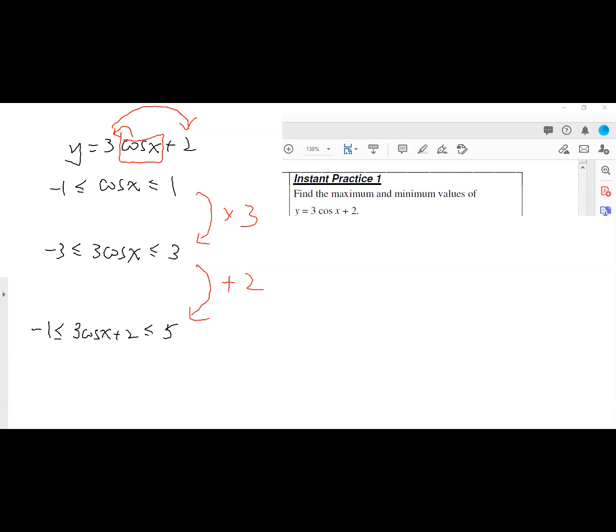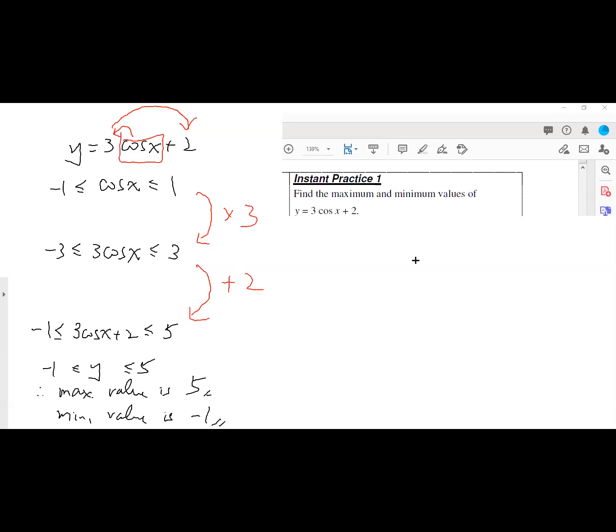Okay? And now, the middle part has come to the destination. Therefore, we change the middle part to be just y. Okay? And then the largest number will be the maximum value. So the maximum value is 5. And the minimum value is -1. Okay? So that is the answer for this instant practice 1.